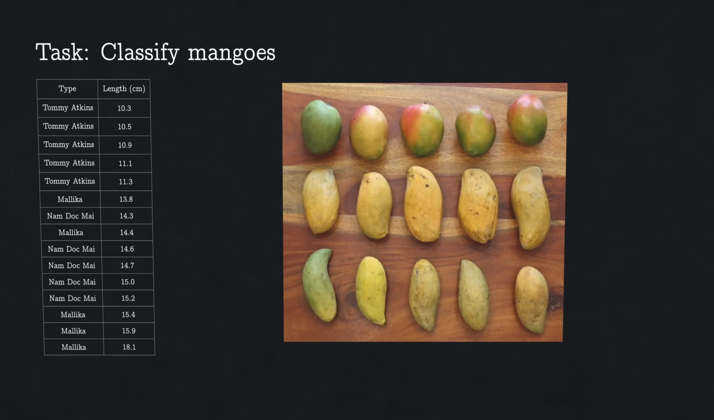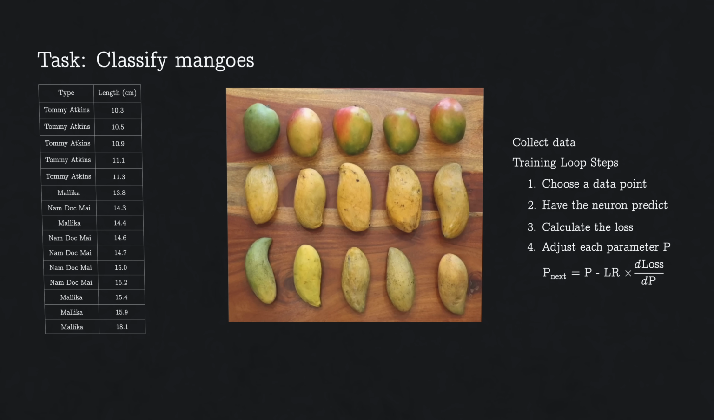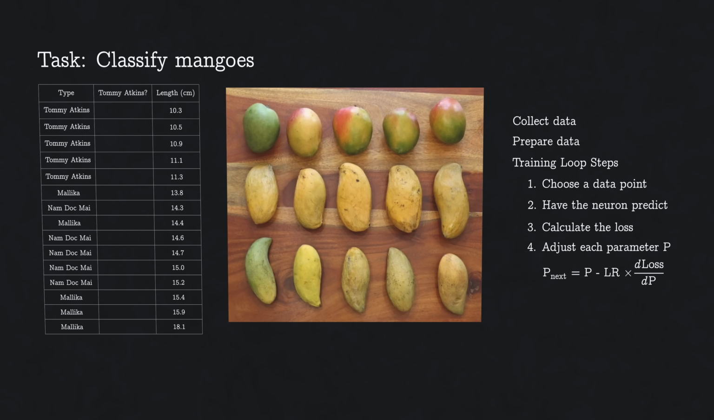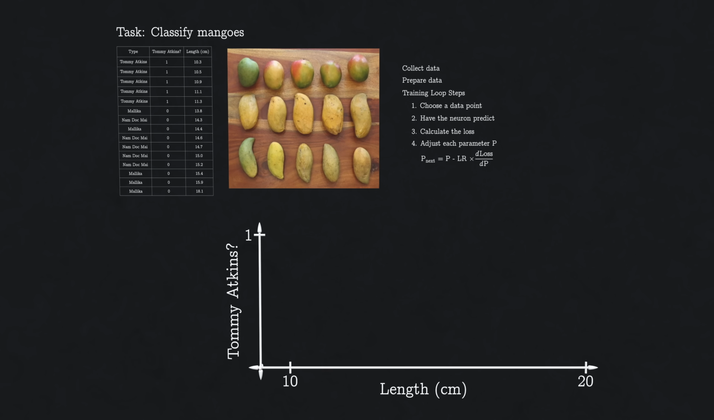So let's step through our training loop process and see how it looks in this situation. So we've collected the data, but before we can actually train the model, we need to prepare the data. The neuron is going to output a number, so we need to turn these mango identities into numbers. That way, we'll be able to make some comparisons when doing the trial and error loop. Yes, Tommy Atkins will have a value of 1, and no, not Tommy Atkins will have a value of 0. There's nothing special about this system. Other choices could work just fine, but it does feel intuitive for 0 to be no and 1 to be yes. And now that the data is all numerical, we can graph it.